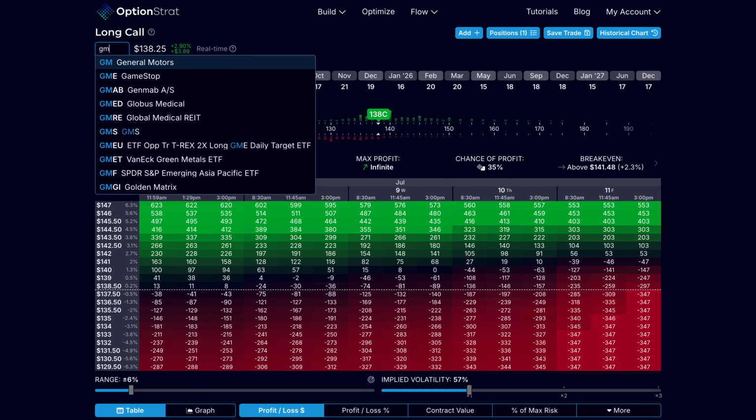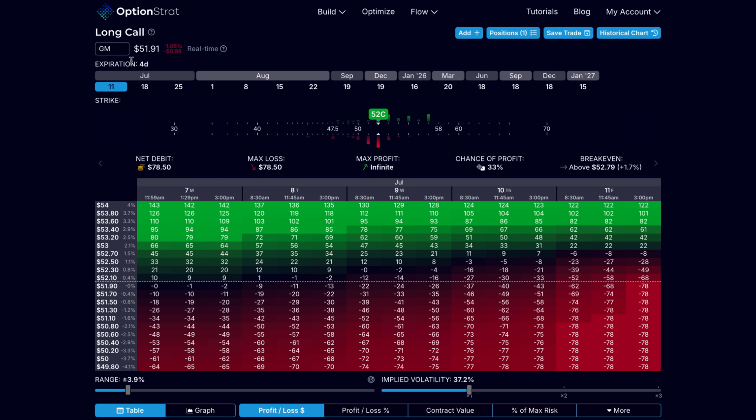So again, we're using GM for today's example, General Motors. I just used July 11th as my expiration date. And again, I said, let's say we wanted to buy a call at the $52 strike. So again, we'd be entering for a debit. As of right now, it would be about $78 to enter this trade. That's also going to be our max loss, whatever it is you paid to enter the trade.